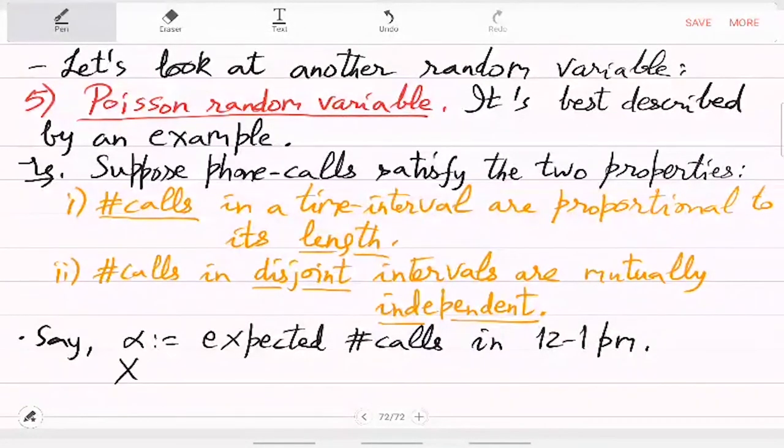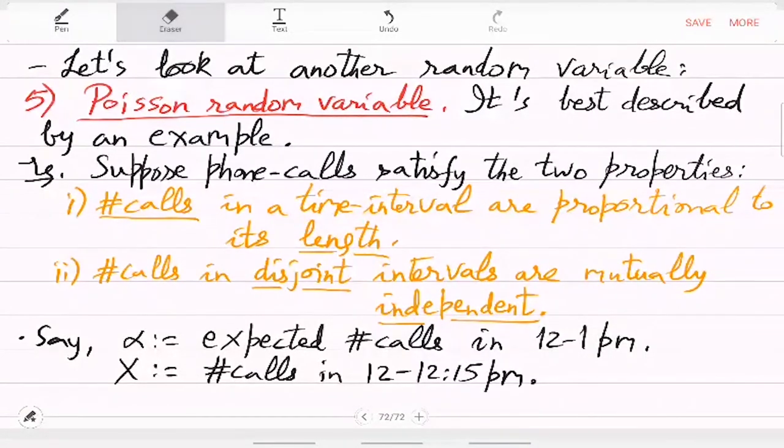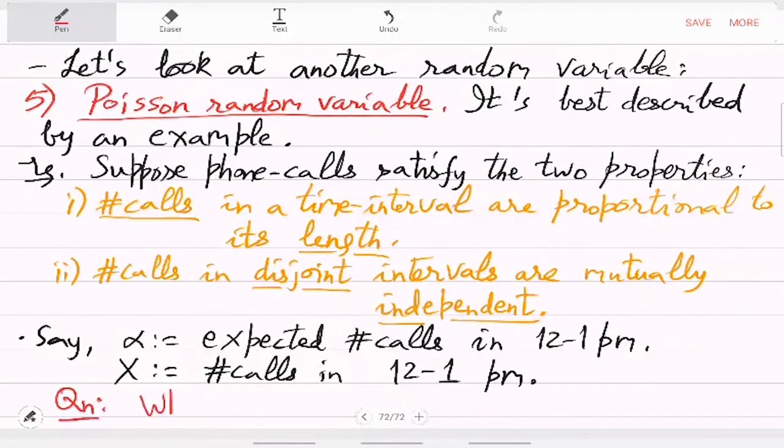And x is the number of calls. So, it is a random variable. It is the number of calls in 12 to 12:15 p.m. Or let me use the same time. So, the question is, what is the probability that x is equal to k?